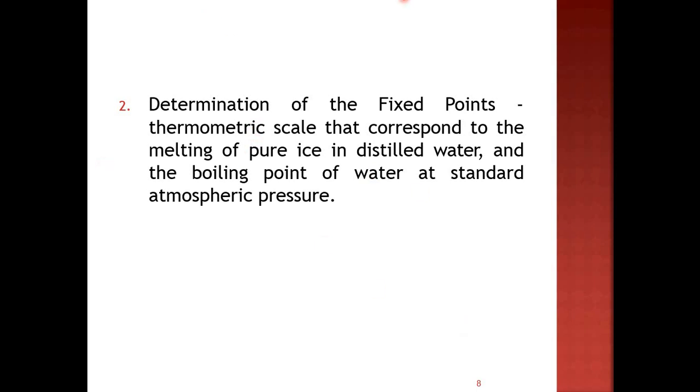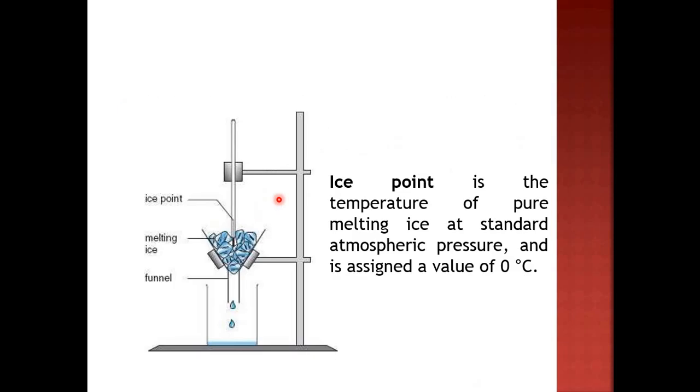After you finish step 1, step 2 is the determination of the fixed points. The thermometric scale corresponds to the melting of pure ice in distilled water and the boiling point of water at standard atmospheric pressure. So your melting point and your boiling point. Basically they put 0 degrees Celsius for the melting point and 100 degrees Celsius for boiling. This is your ice point. The ice point is the temperature of pure melting ice at standard atmospheric pressure, and it is assigned a value of 0 degrees Celsius.